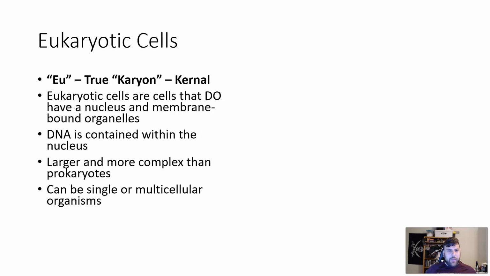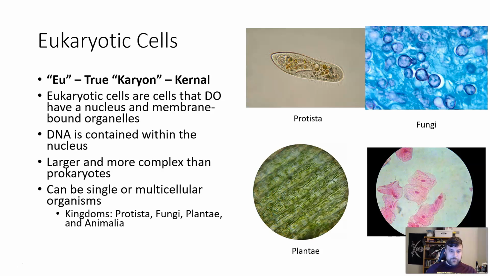And also, unlike prokaryotes, eukaryotes can either be single or multicellular organisms. So they can either be a single cell that can exist on its own, like a bacteria, or it's a compilation of cells and different types of cells that build a more complex organism. This is because of all the various organelles within them that allows them to become more specialized.